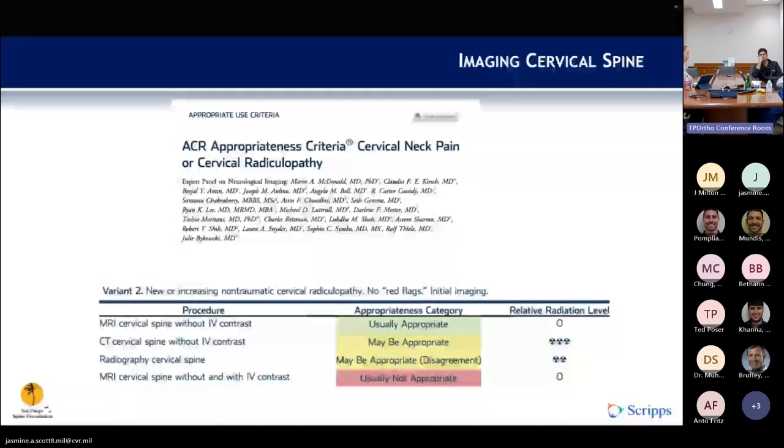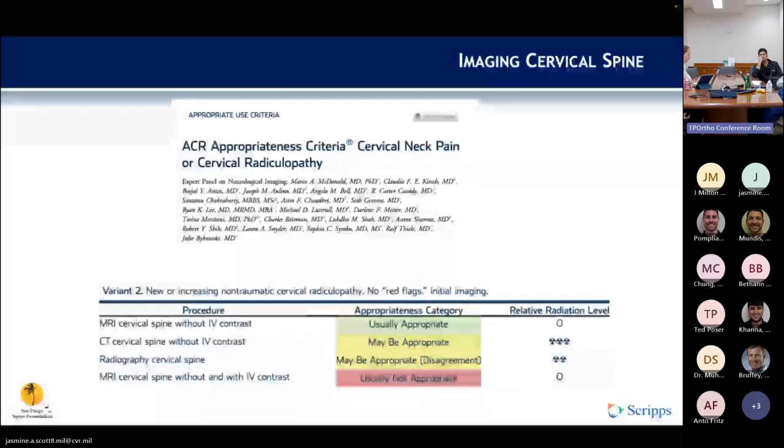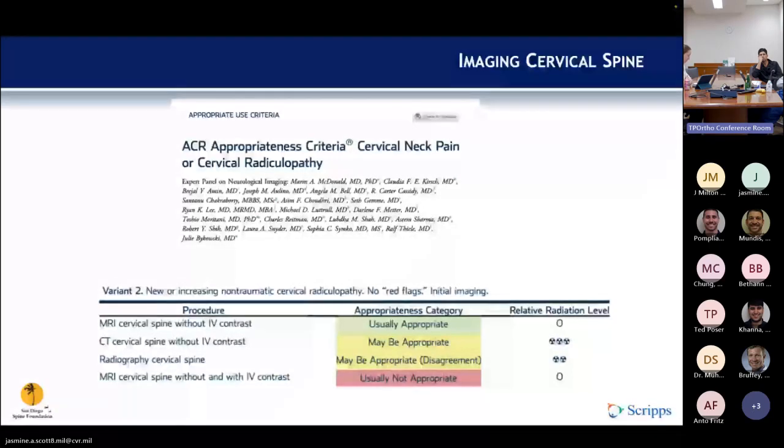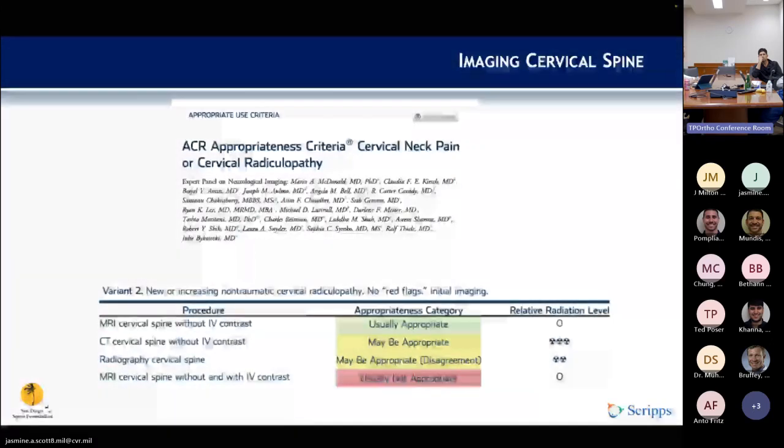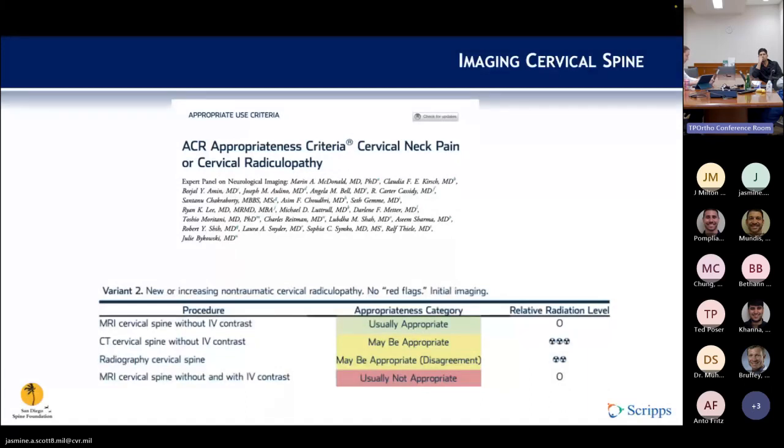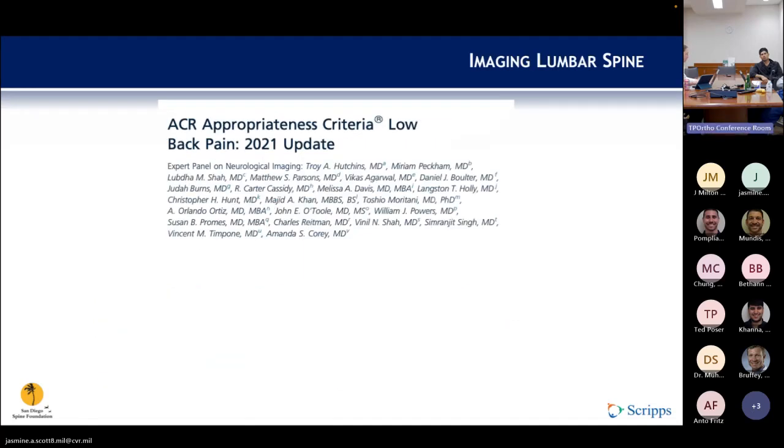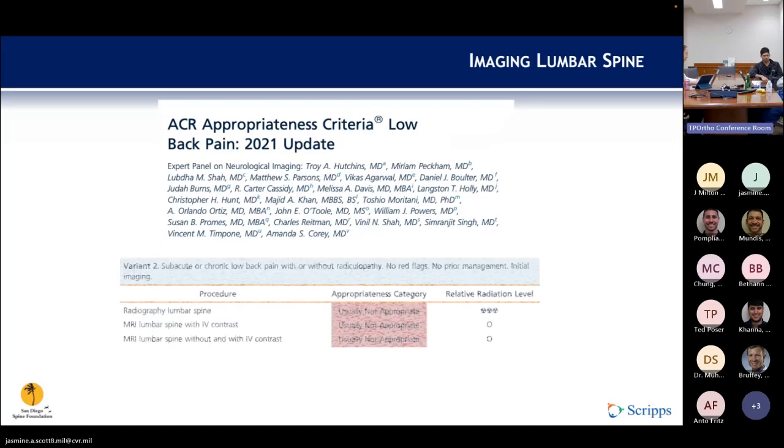In the C-spine, the recommendation is for an MRI without IV contrast, more so than just getting a set of x-rays. Again, that's just from a radiology perspective of what's going to expose the patient to the least amount of radiation, but also diagnose the problem. The MRI does that better than x-rays, but we'll talk about when x-rays are important a little bit later in the talk. And then they have the same thing for low back pain.